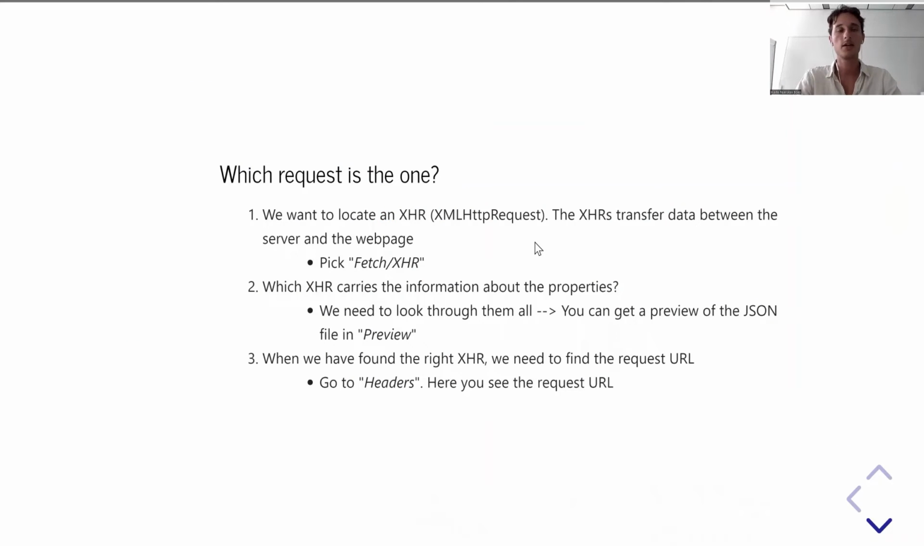So now we are back at the Jupyter Notebook, and here I just listed the procedure I just went through on the web page. So I can just repeat that. So we want to find the right request, and to do that we want to locate these XHR. So that's short for XML HTTP request. So you don't need to understand fully why it's called that, but these are the requests that we are interested in.